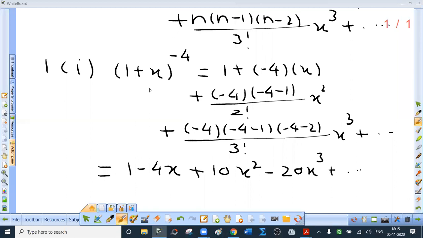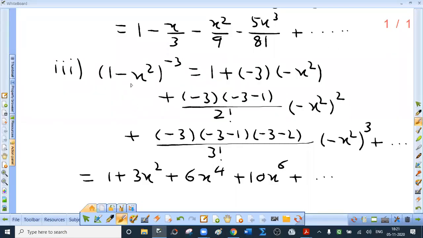Okay, the first one, 1 plus x raised to minus 4. You have to use brackets. So 1 plus nx means 1 plus minus 4 into x plus n into n minus 1 by 2 factorial x square plus n into n minus 1 into n minus 2 upon 3 factorial x cube. That's it, because we are asked to find first four terms only. Now finally it is 1 minus 4x plus 10x square minus 20x cube plus dot dot dot.